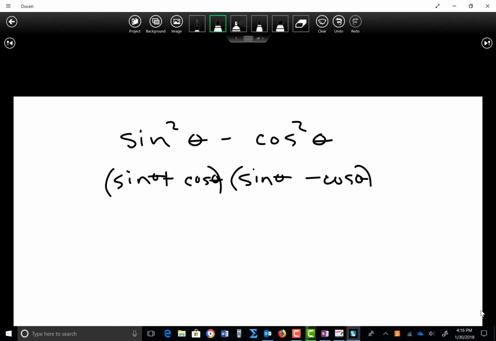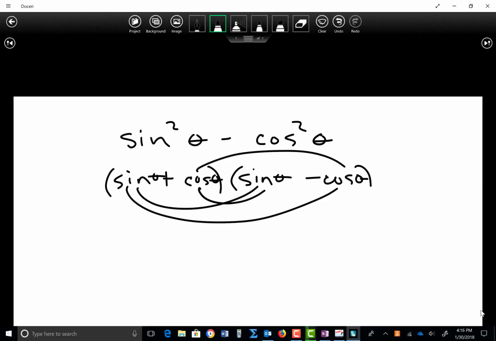So sometimes you do need to be able to split something apart in order to simplify it. And if I were to multiply that back out, I'd get sine times sine is sine squared. Sine times minus cosine is minus sine cosine. This one is plus sine cosine, and then minus cosine squared. So if I multiplied it out, I would end up with what I started with. So you need to be able to go back and forth with those.